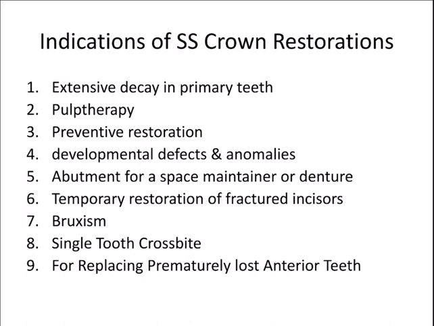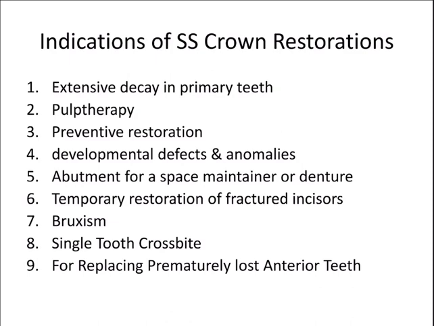There are various factors for bruxism. Molars are usually affected, and they can get worn off because of bruxism. To prevent that, you can put a stainless steel crown on the primary molars. To correct a single tooth crossbite, you can place the crown slightly high.